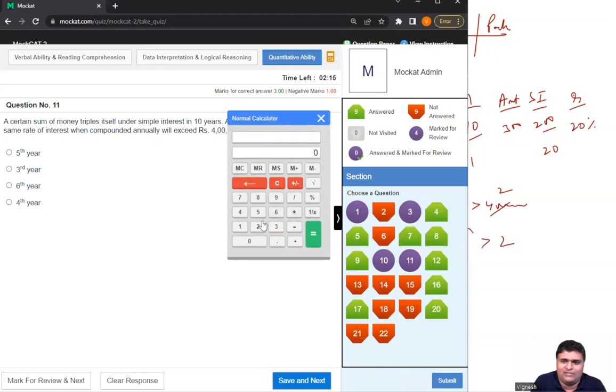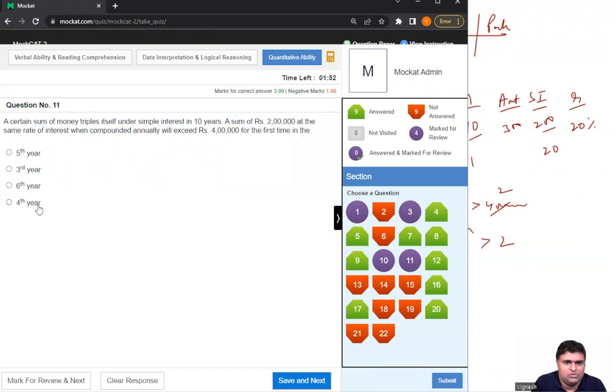1.2 into 1.2 is 1.2 square, which we all know is 1.44. In 2 years, you multiply this by another 1.2. How much? Third year, is it crossing 2? No. Into 1.2 again, the fourth year, so be careful. It will exceed 4 lakh for the first time in the 4th year. Fine with this, all of you? No ambiguity?